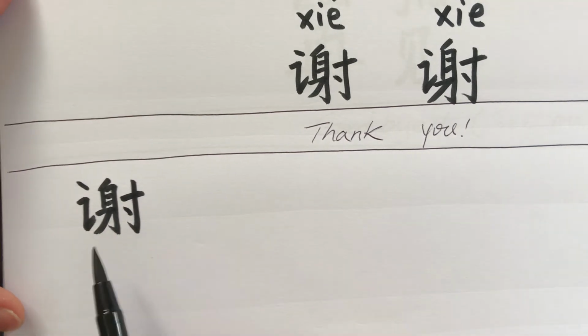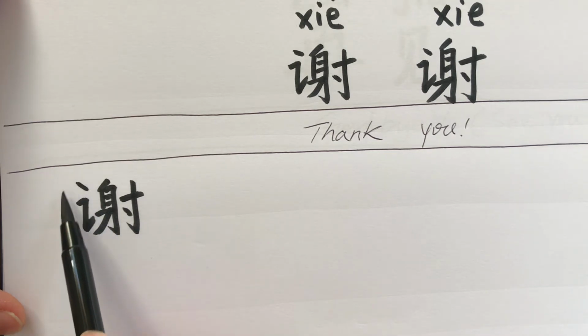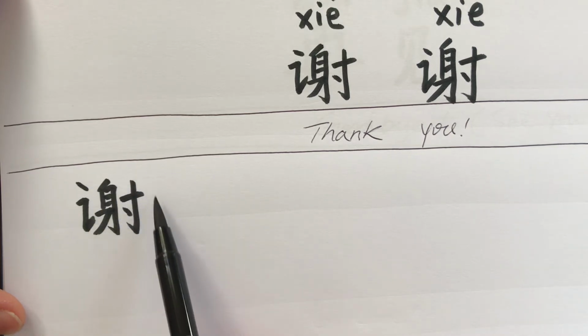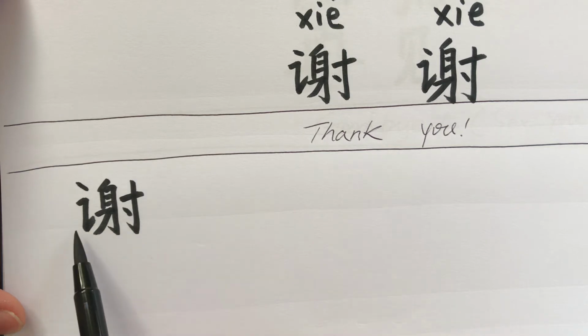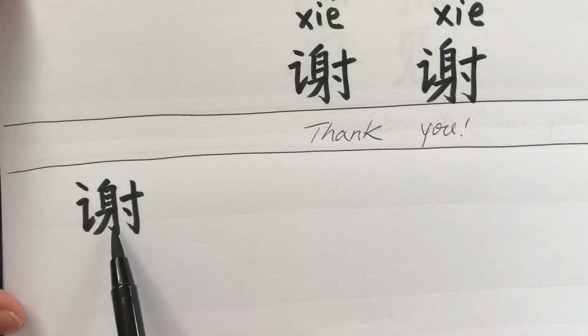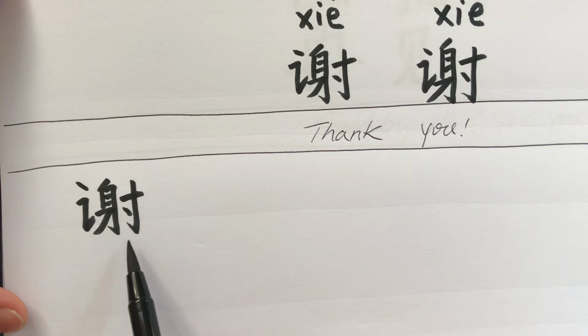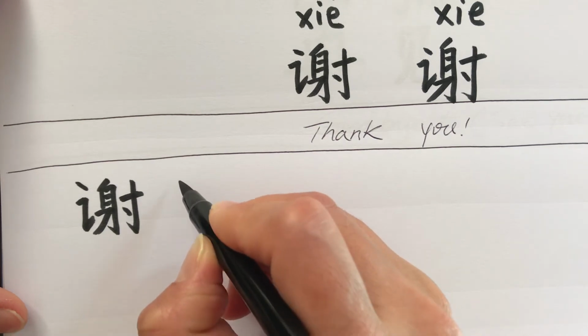This character is a little bit more complicated one. It has three parts: the left part, the middle part, and the right part. When we write Chinese, we start from the left to the middle and finish on the right. And this is a typical example in 谢谢, thank you in Chinese. Now, step by step.